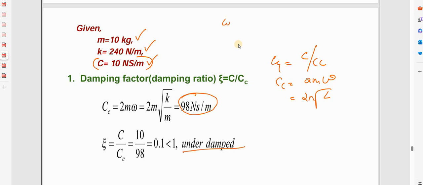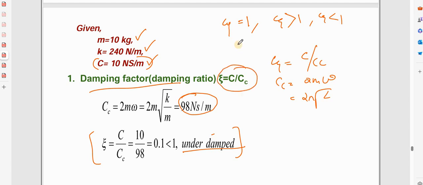Based on the theta value, when theta is equal to 1, it is critically damped. Theta greater than 1, it is over damped, and theta less than 1, it is under damped. So first we have got the damping factor. Damping factor is equal to c by cc.